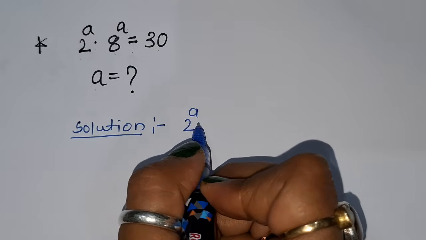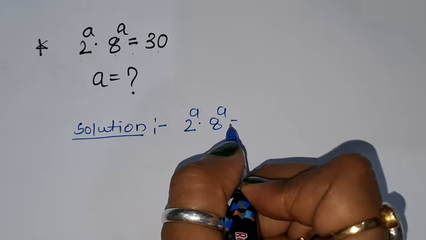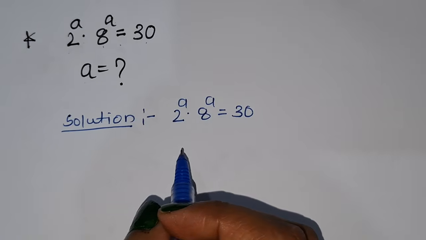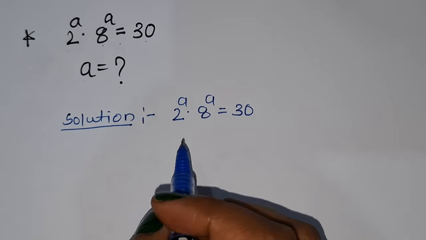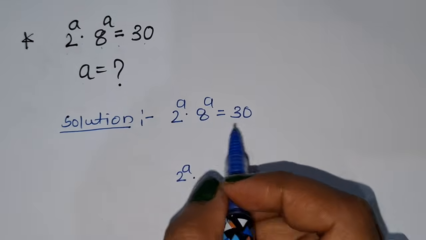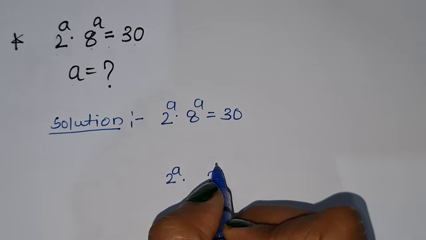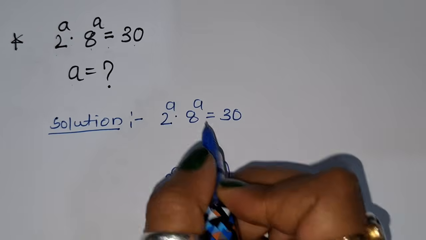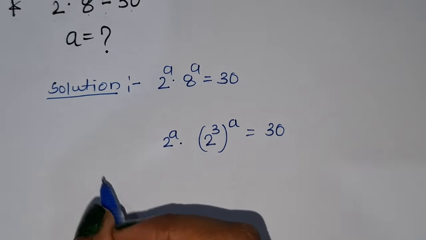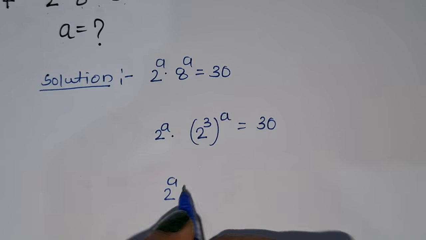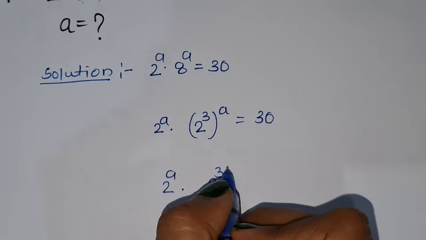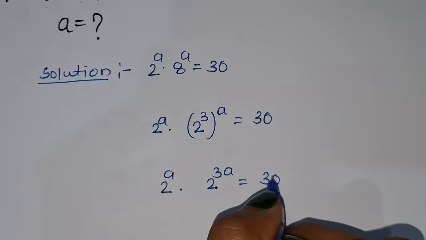2 power a times 8 power a is equal to 30. This is the question, right? So we can write this one: 2 power a times, this is 8, so this 8 we can convert into 2 power 3. 2 power 3 is 8, power a is equal to 30. Now we can write this one.